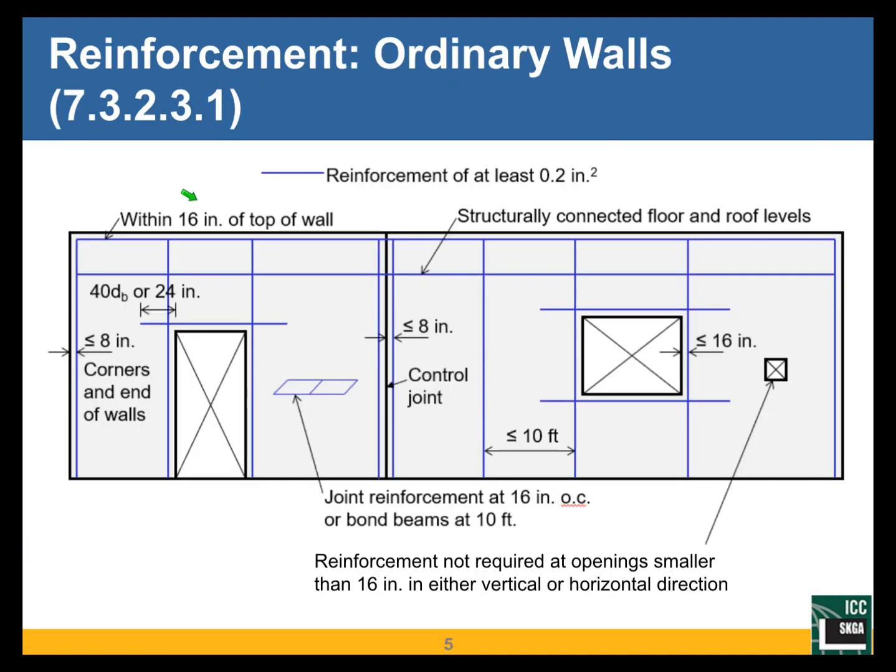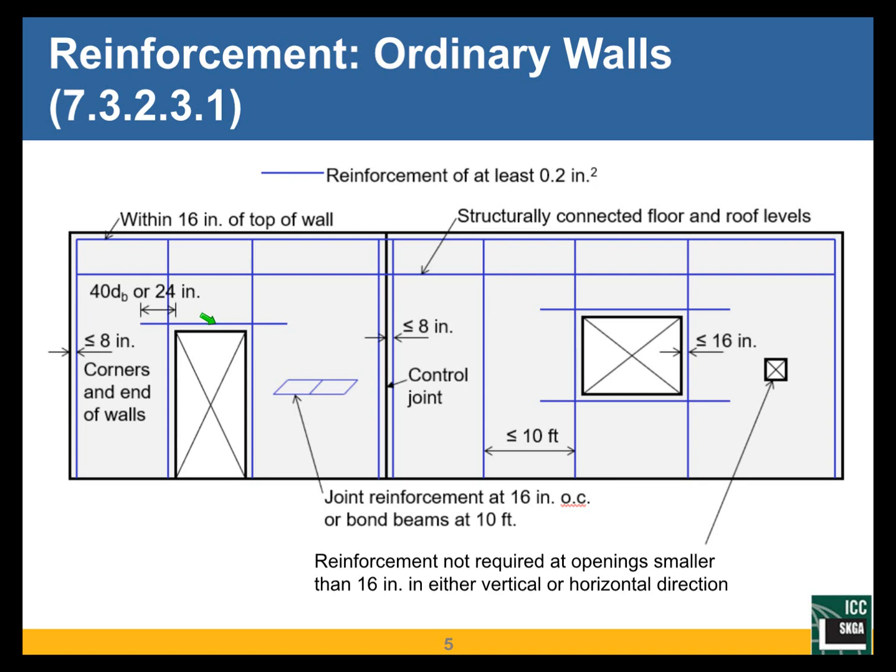So here's the ordinary wall. The blue lines are reinforcement of at least 0.2 square inches, so a number 4 bar or larger. Horizontally, we need reinforcement above and below openings, extending at least 40 bar diameters or 24 inches. This reinforcement is not in addition to structural reinforcement.